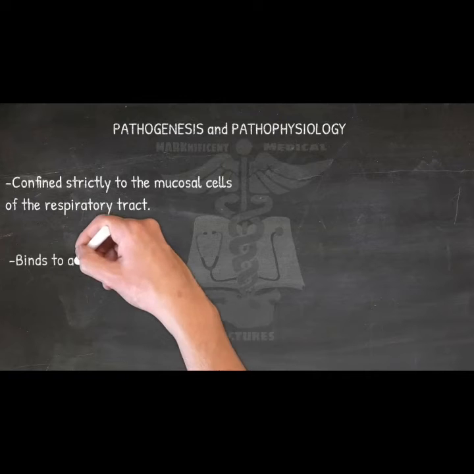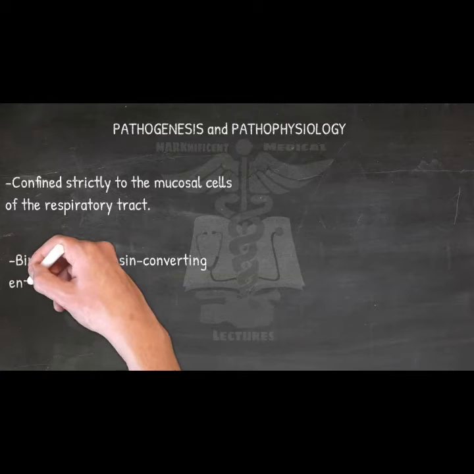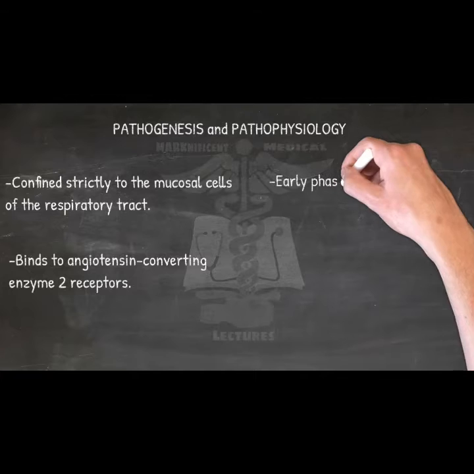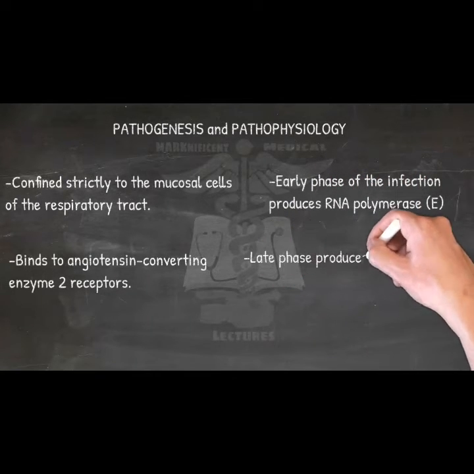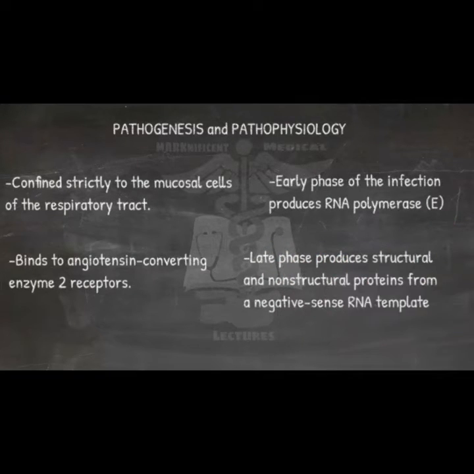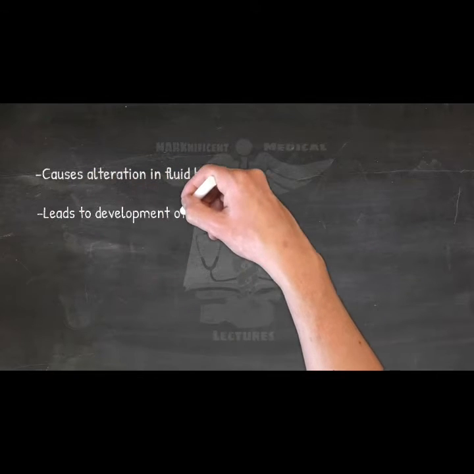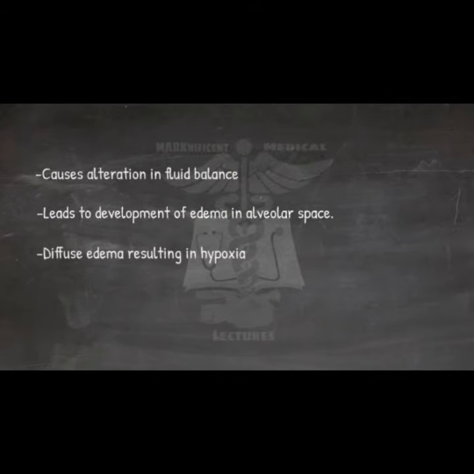SARS-CoV causes infection in the respiratory tract by binding to angiotensin-converting enzyme 2 receptors on the surface of respiratory epithelium. Early phase of the infection produces RNA polymerase. Late phase produces structural and nonstructural proteins from a negative sense RNA template. This causes alteration in fluid balance and leads to development of edema in alveolar space. Diffuse edema resulting in hypoxia is characteristic of pneumonia caused by SARS-CoV.